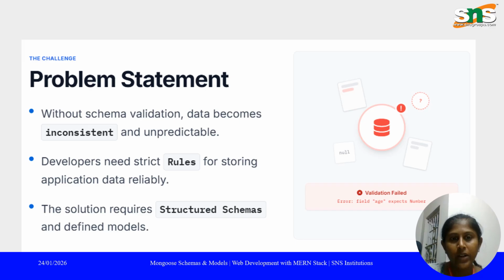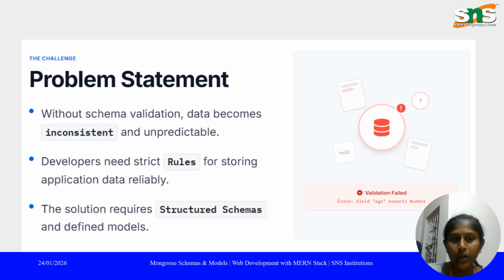So here's the real issue, and don't underestimate this. If you don't enforce a schema, your data becomes inconsistent. One document might store age as a number, another as a string, and another might not even have it. That's chaos, and chaos in data means bugs in your application. So developers need strict rules. Without rules, every part of your system has to constantly check and recheck data. That slows everything down and introduces errors.